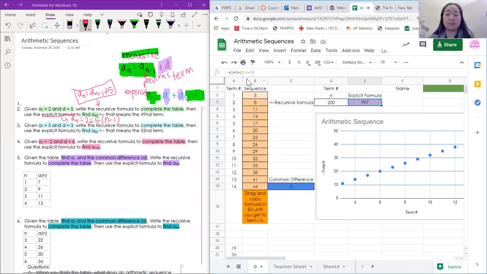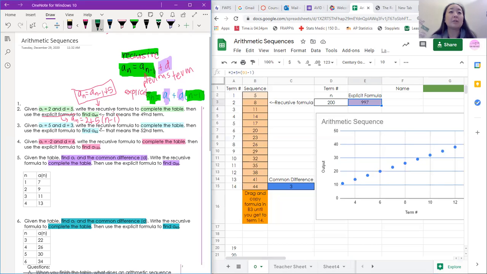All right, and again, our explicit formula is going to be different because, oh, forgot to write this down. So for the recursive formula, let's write this in green. So the recursive formula is going to be the previous, so a sub n is equal to, right, just right here, the previous term, so a sub n minus 1 plus 3, because that's our common difference. So whatever the previous term was, plus 3. That's it. And so now we're going to find the explicit formula to find this 52nd term.